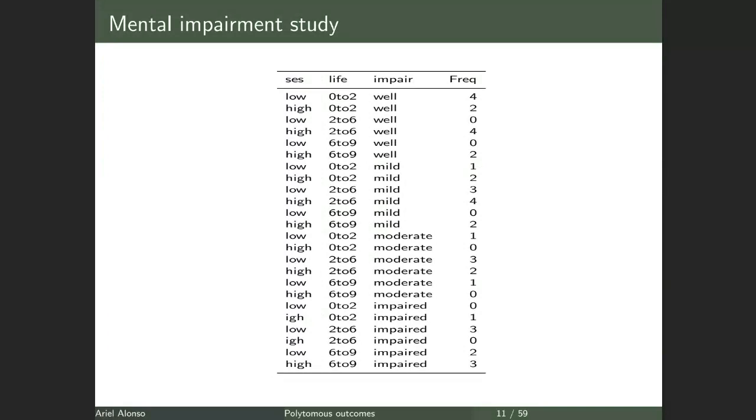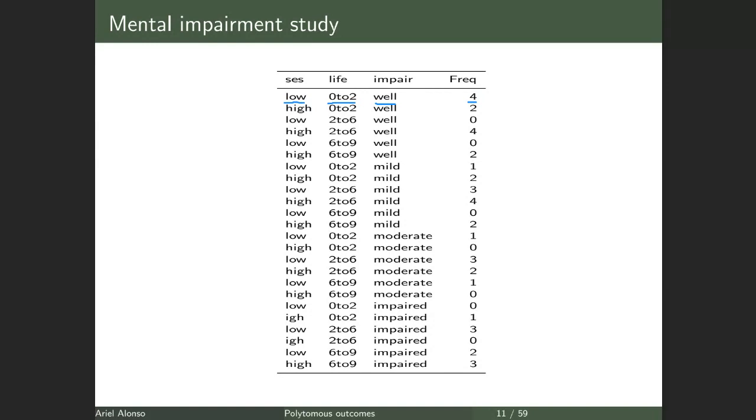So here, this is our data set. For instance, the first individual that we have here, well, here you have people with a low socioeconomic status, they have between 0 and 2 life events, and they are doing well psychologically. There are 4 individuals in this situation.